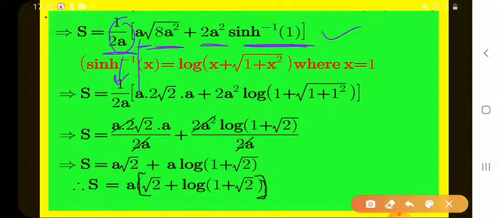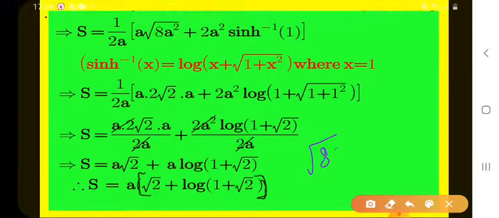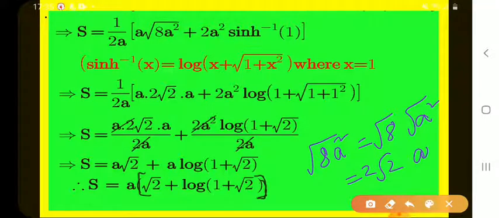Root 8 means what do we write? 2 into 4. What is root 4? 2, and root 2 means root 2. So what is the value of root 8? 2 root 2. So I write 2 root 2. And root a square means a. Okay, here we have root 8a square, that means root 8 into root a square. Root 8 means 2 root 2. Root a square means a. So I write 2 root 2 a. Before that we have a, so I write same as it is, a. Okay, next 2a square, same, sinh inverse 1.